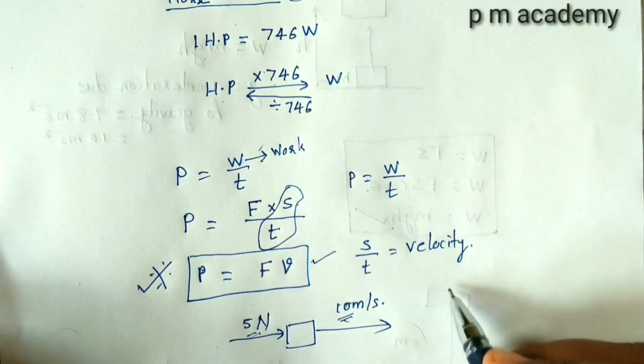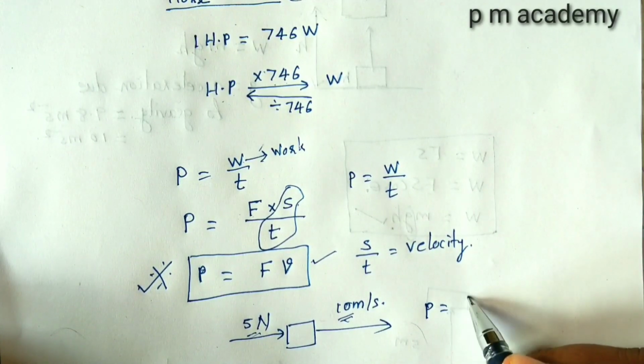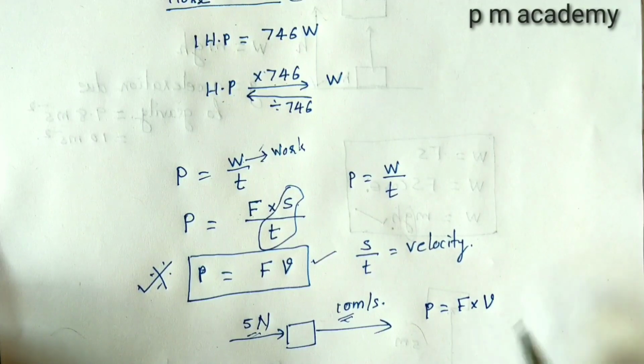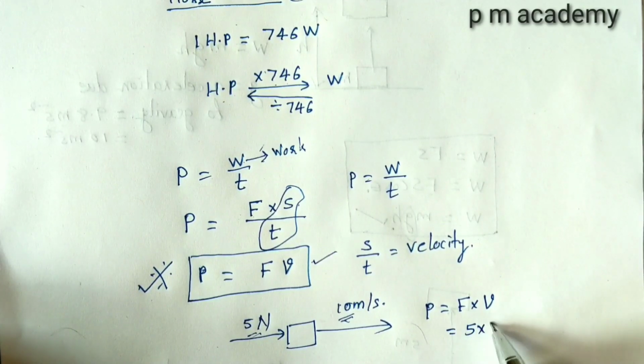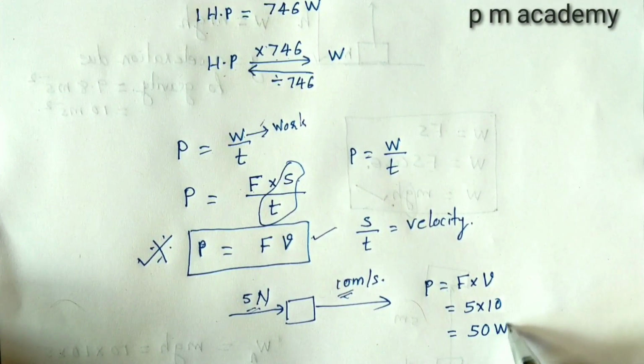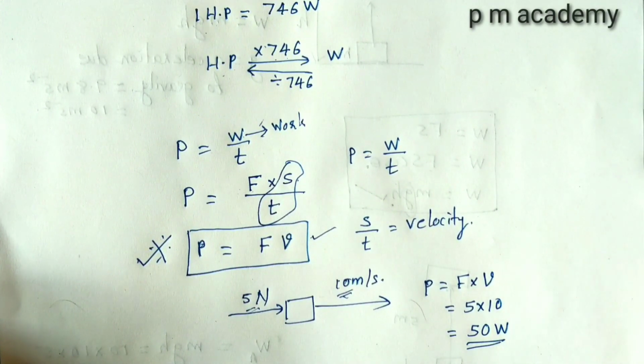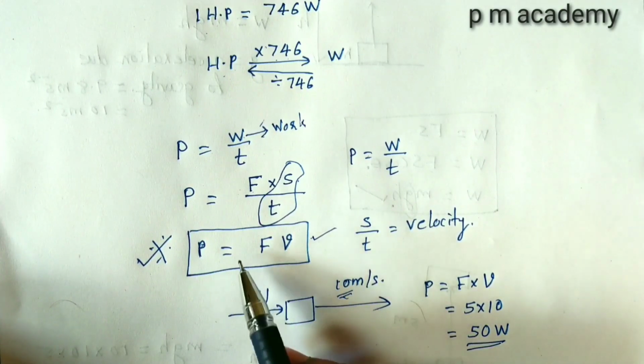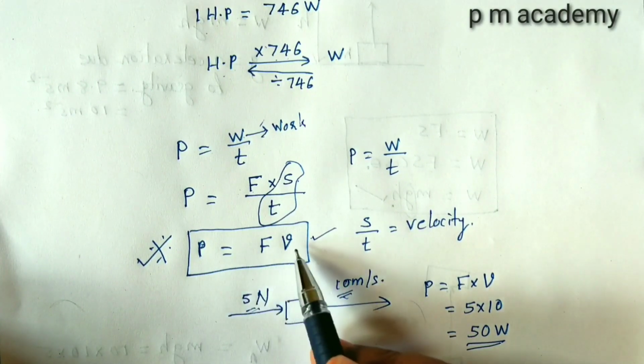You have to use this formula P, power is equal to force into velocity. Force is 5 Newton, velocity is 10. Therefore 5 into 10 is 50 watt. That is a simple numerical problem. But to do this numerical, you have to learn the formula P is equal to F into V.